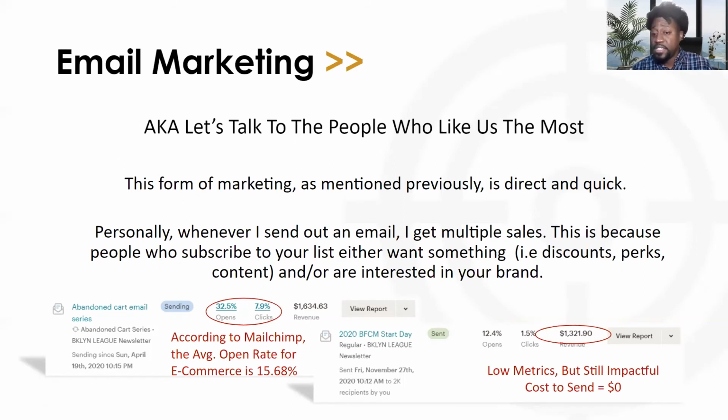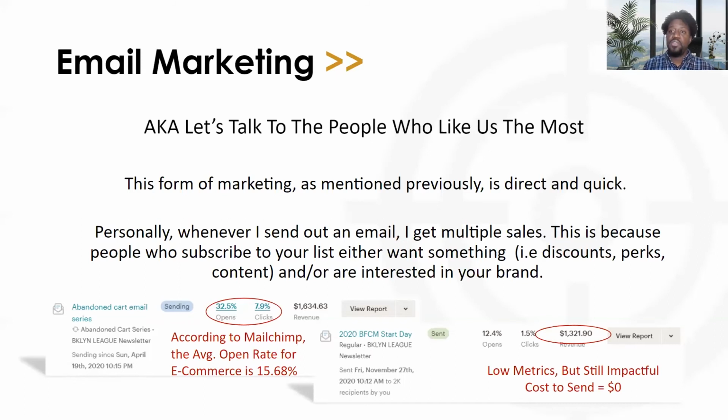If you look on the right-hand side, you see my metrics are low, right? It's a 12.4% open rate, 1.5% click-through rate. However, for this 2020 Black Friday, Cyber Monday, just the start of it, I made $1,321.90, and I didn't pay anything. It was free, right? I just sent the email out and I made that, right? So that's the power of email. And honestly, whenever I send the email out, I get sales.